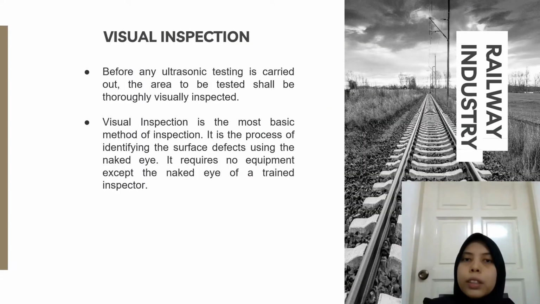In the railway industry, ultrasonic testing is the most common method used to detect defects on rails, and another important method that should not be underestimated is visual testing of rails. Visual inspection is the process of identifying surface defects using the naked eye only. However, it requires a trained inspector to perform this method, and the area to be tested shall be thoroughly visually inspected before any ultrasonic inspection is carried out.